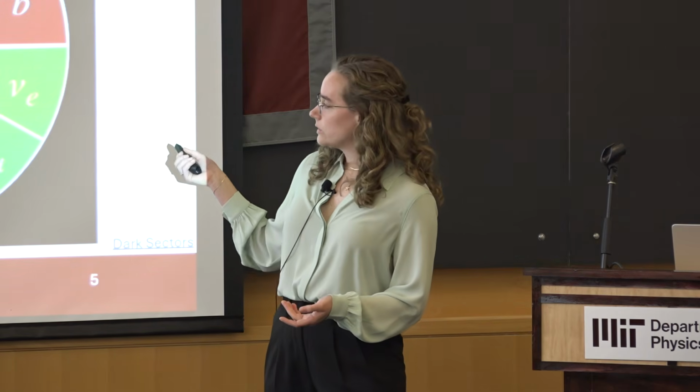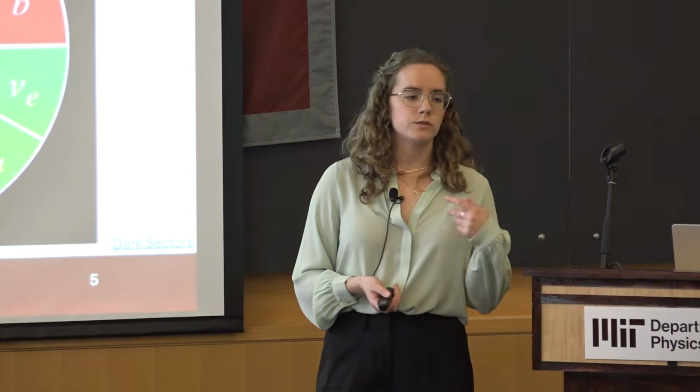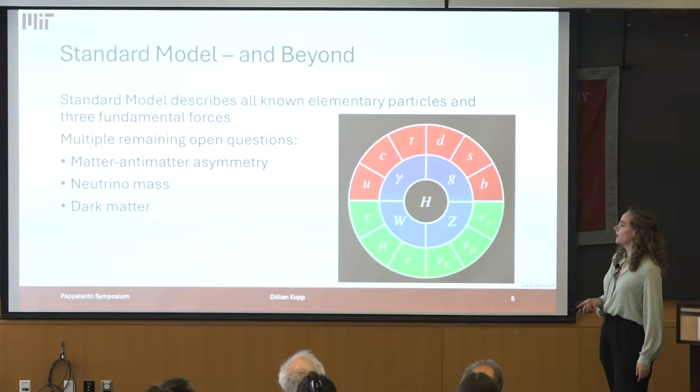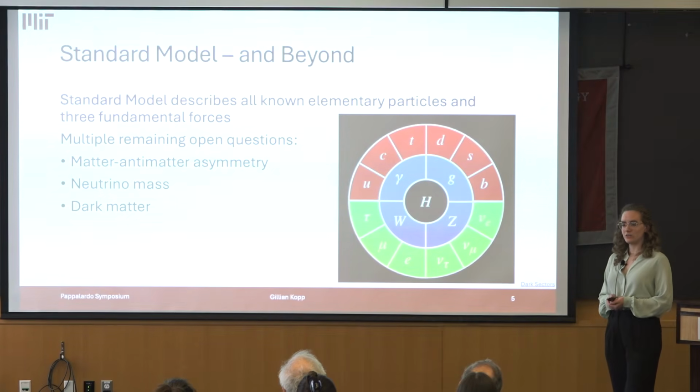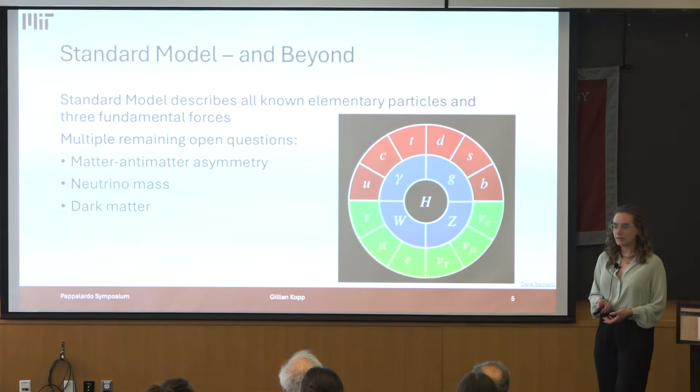The standard model also has neutrinos, but does not give an explanation for neutrino mass. And from observations of solar neutrinos and neutrino oscillations, we know that they must have mass. And finally, as I alluded to earlier, there's the question of dark matter. None of the particles within the standard model are a viable dark matter candidate.